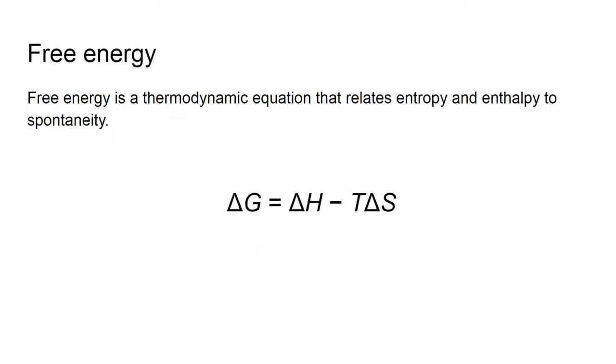Free energy is a thermodynamic equation that relates entropy and enthalpy to spontaneity. Over here is the equation where delta G is spontaneity, delta H is enthalpy, T is the measure of temperature in degrees Kelvin, and delta S is the measure of entropy. So for us to have a spontaneous reaction, delta G must be negative, while for us to have a non-spontaneous reaction, delta G must be positive.